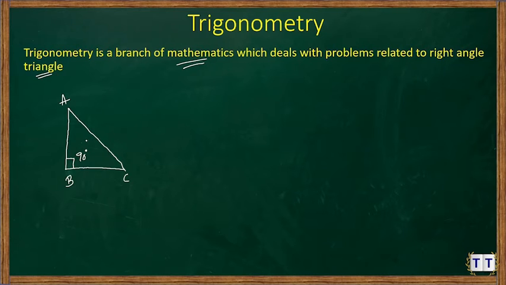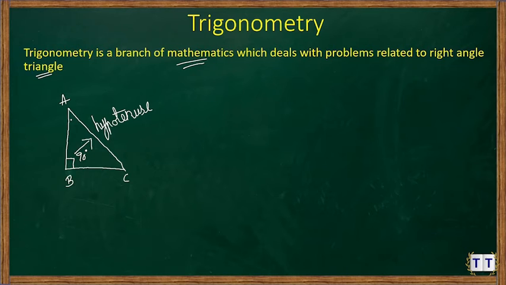We have three sides. One side is called hypotenuse, the other two sides are called opposite and adjacent. The longest side in the right angle triangle is called hypotenuse. So which is the longest side here? The side which is opposite to the 90 degrees angle is called hypotenuse. This is the longest side of a right angle triangle and it is opposite to the 90 degrees angle.